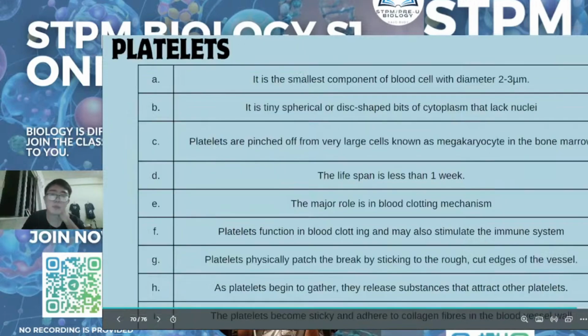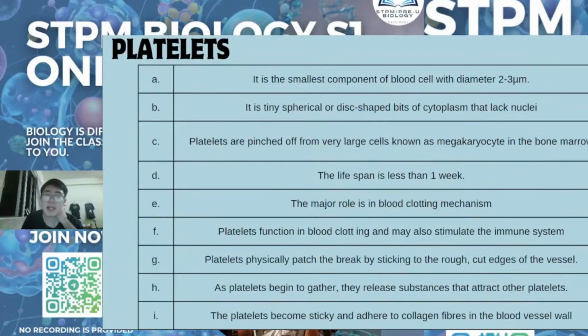Okay. Another one is platelet. So platelet is the smallest component in blood, and it is a very tiny spherical or disc shape with a bit of cytoplasm. Normally it does not contain a nucleus. Some of them have, some of them not.